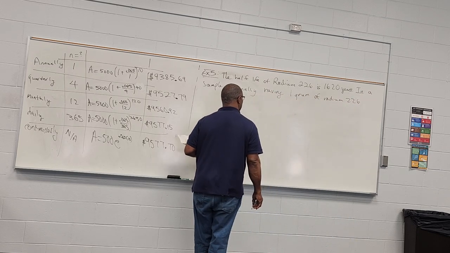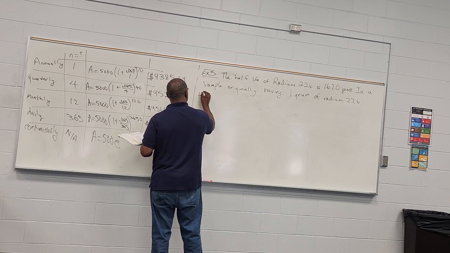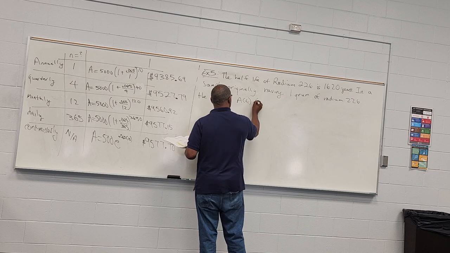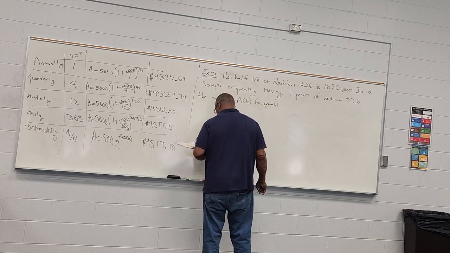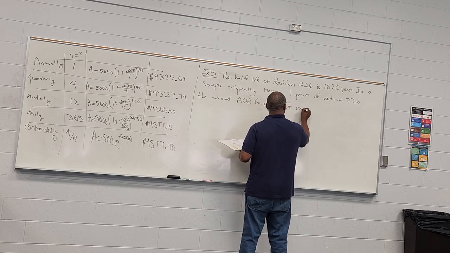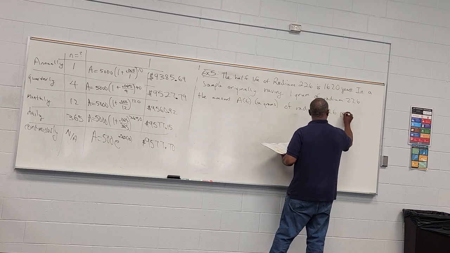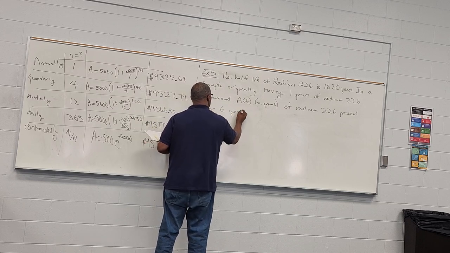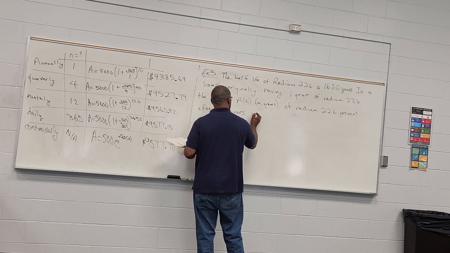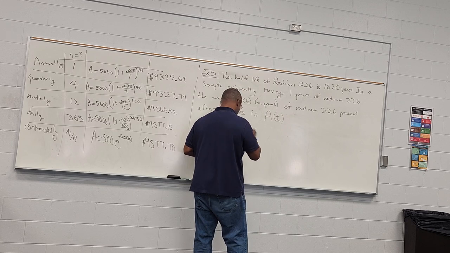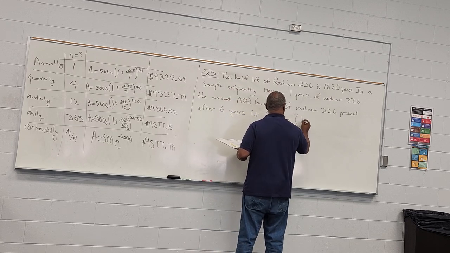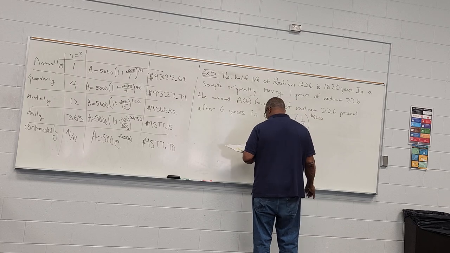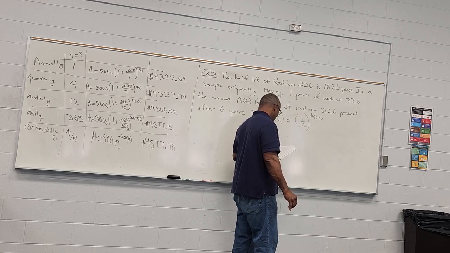In a sample originally having 1 gram of radium 226, the amount A of T in grams, working units consistent, of radium 226 present after T years is given by, so they give us a formula for the amount of radium present after T years. So A of T equals 1/2 to the T over 1620 power. Okay, that's how I find the amount of radium present T years after the experiment.